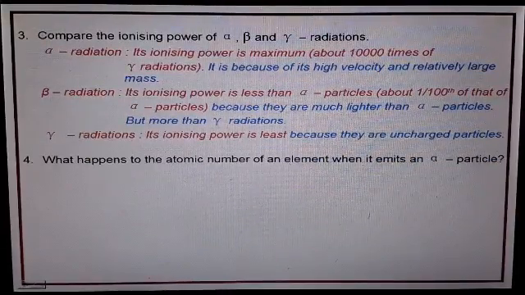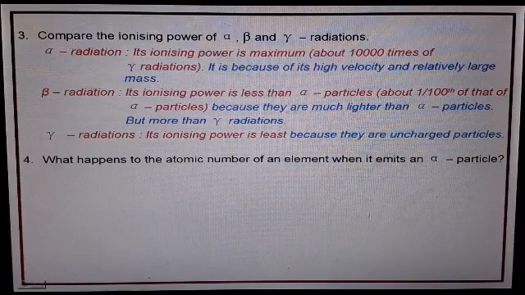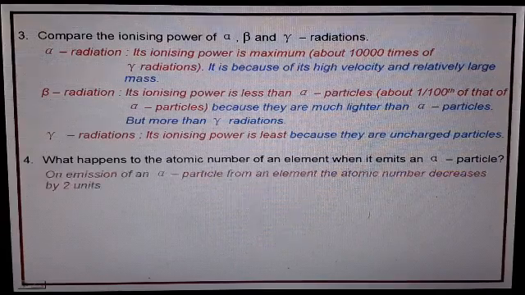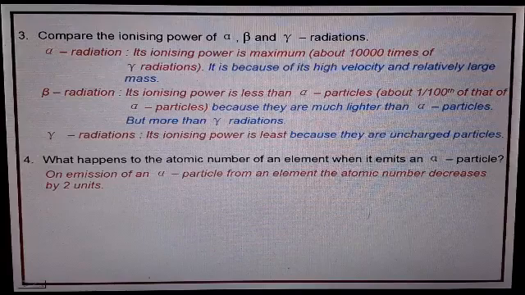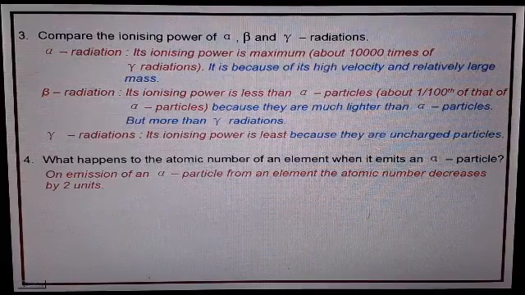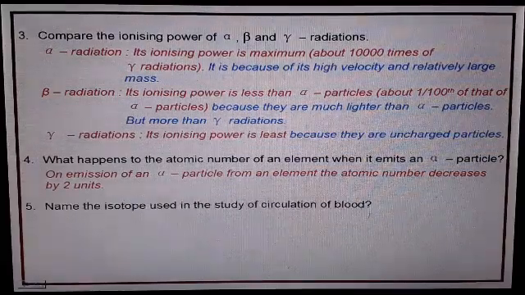Next is your question number 4. What happens to the atomic number of an element when it emits an alpha particle? See, on emission of an alpha particle from an element, the atomic number decreases by 2 units. That's it. It's only a 1 mark question, so I'll write just this much.